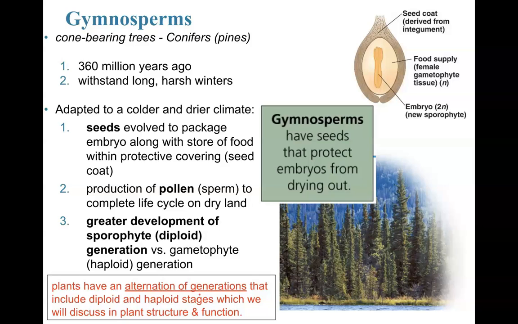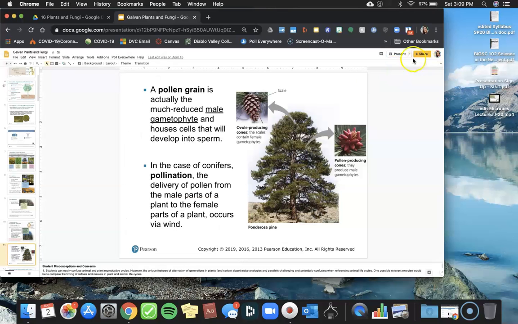So what I mean by an alternation of generations is that plants will undergo a diploid stage and a haploid stage, and they'll alternate between the two throughout their life. One of those generations is called the sporophyte generation, that's the diploid form, and the other one is the gametophyte generation, that is the haploid form of the plant. We'll go over this in more detail in a bit, but it is in gymnosperms that we start seeing a greater development of that diploid sporophyte generation.